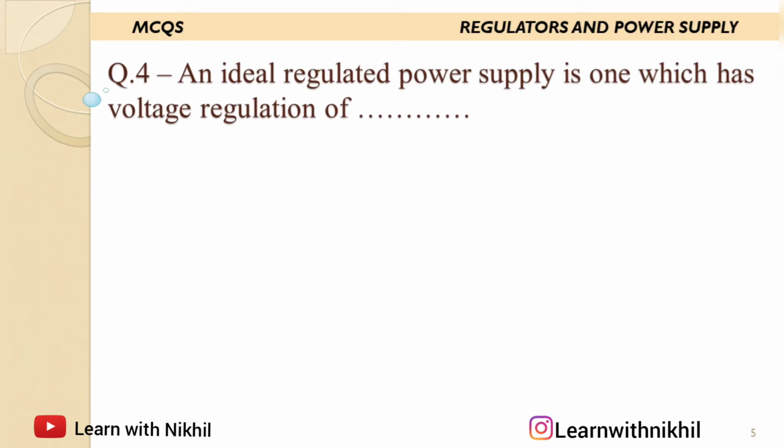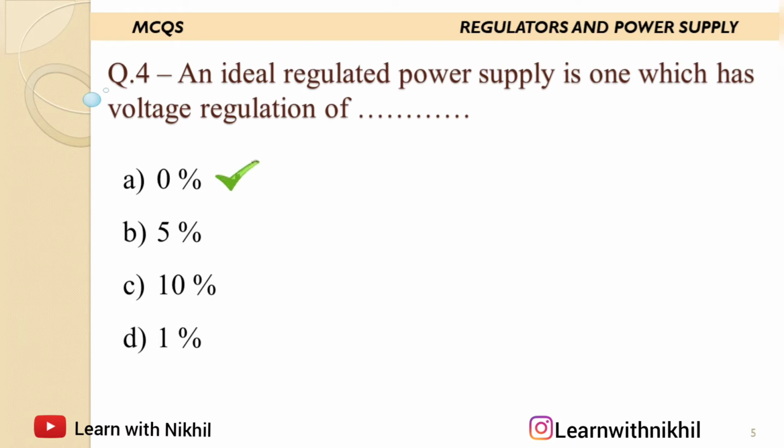Next question: an ideal regulated power supply is one which has voltage regulation of A 0%, B 5%, C 10%, or D 1%. So in an ideal regulated power supply, voltage regulation should be almost zero. So ideal value is the perfect value of the power supply. Practically this is not possible. So we say an ideal regulated power supply, the voltage regulation should be zero.